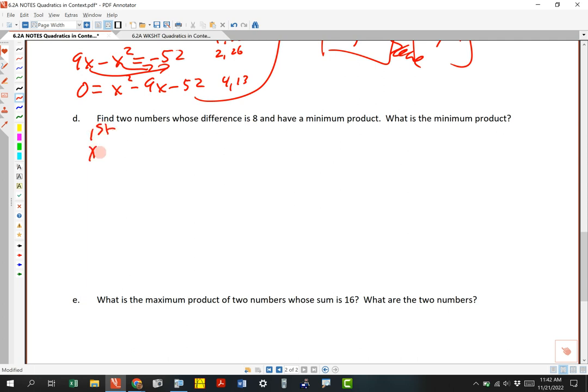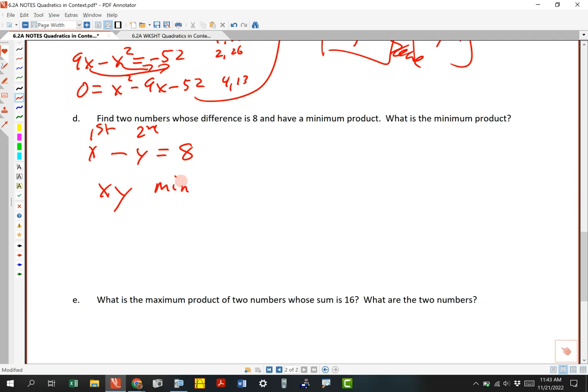So the first one is going to be x. The second one's going to be y. And we're going to find the difference between the two of those. And the difference has to be positive 8. And they have a minimum product. So their product is x times y, and we want the min out of that.